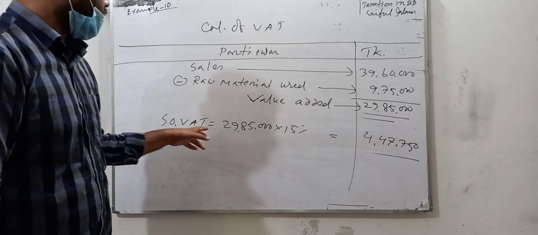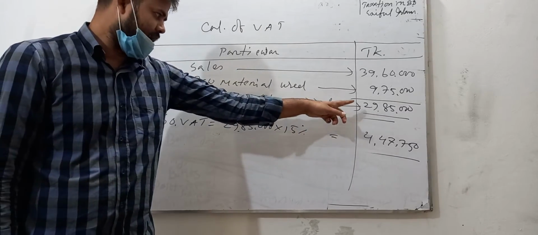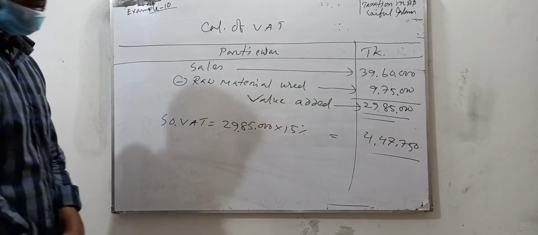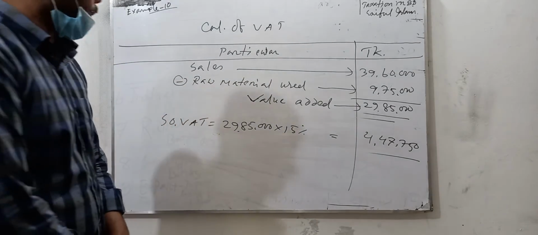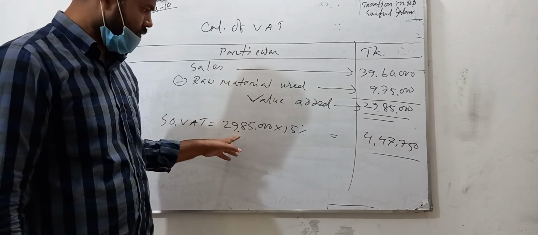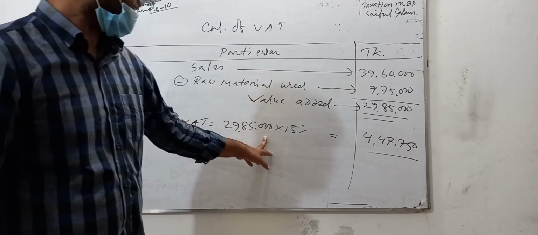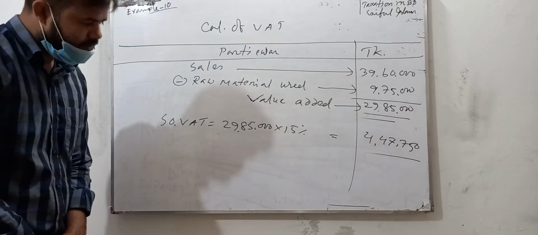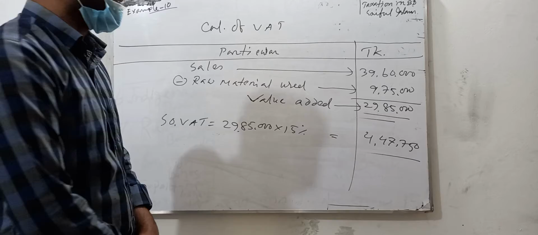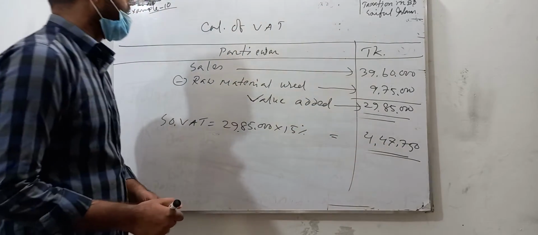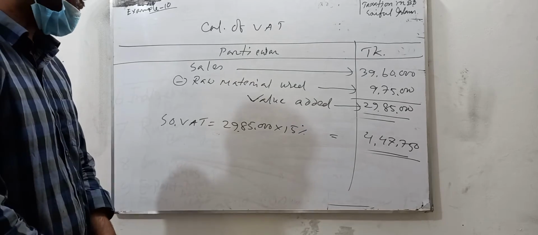So now we will calculate VAT. VAT equals 29,85,000 into 15%. We know that VAT percent is always 15%. So when we calculate it, the VAT answer will be 4,47,750 taka. It is the actual VAT of the company.